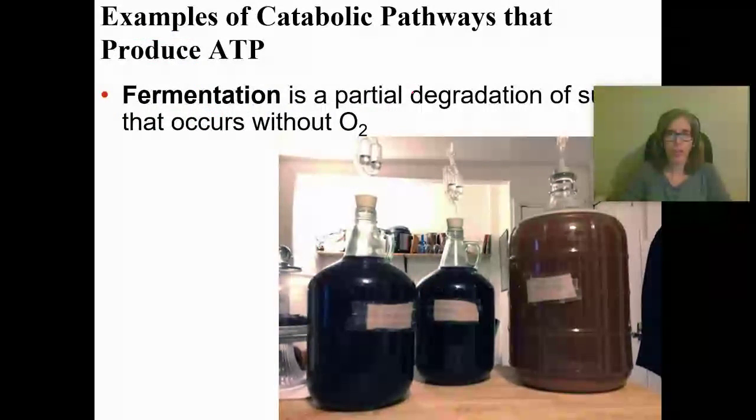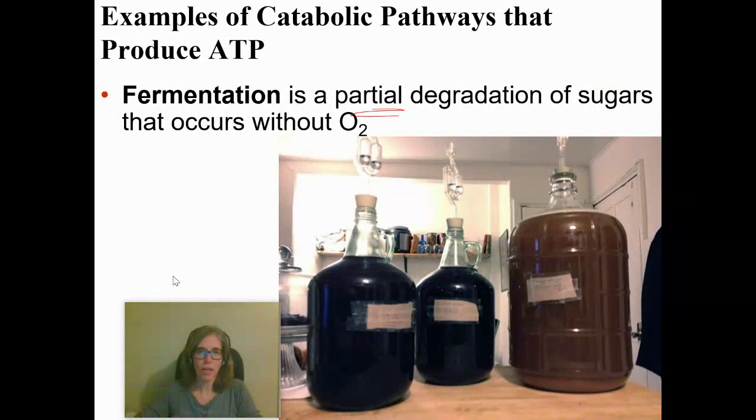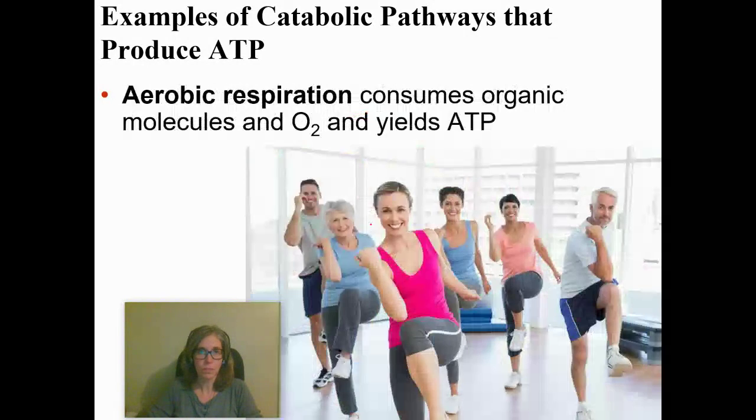Okay, so examples of catabolic pathways that produce ATP, one is called fermentation. It's just a partial degradation of sucrose, or sugars, which is why you make alcohol with that, because if it were total degradation, it would break it all the way down to carbon dioxide. So we'll come back and talk about fermentation at the very end of this unit. That does not require oxygen, so if you've ever known someone who makes wine, they stopper the top of it so that no oxygen gets in. If it does, you just get sour grape juice.